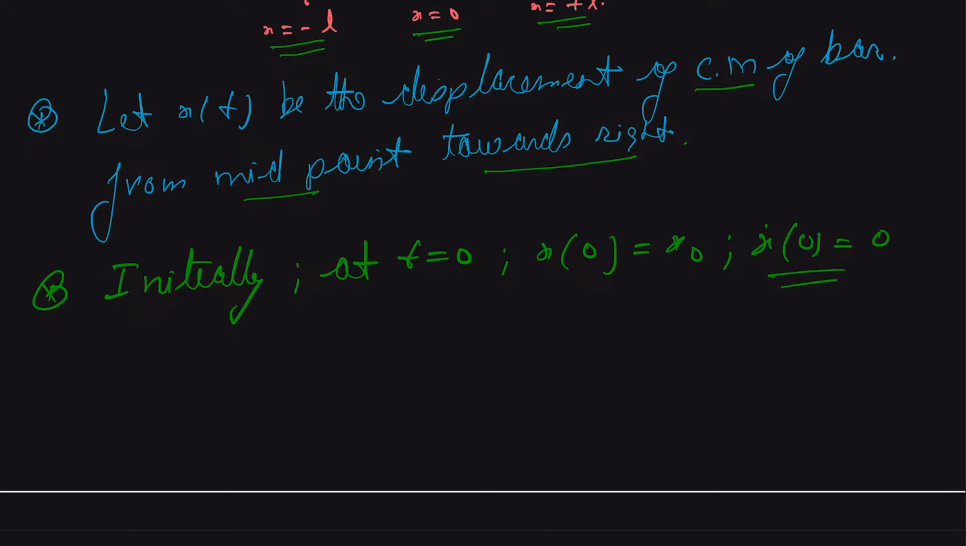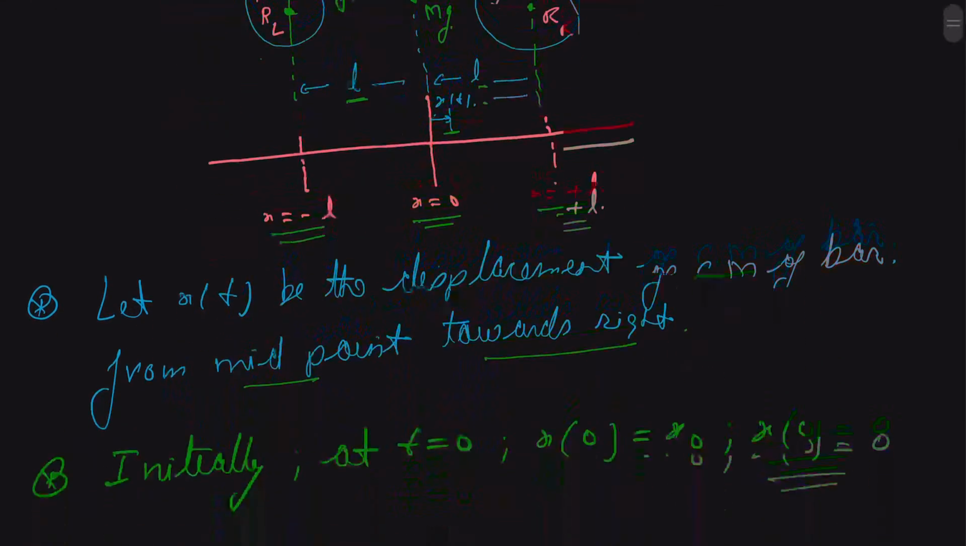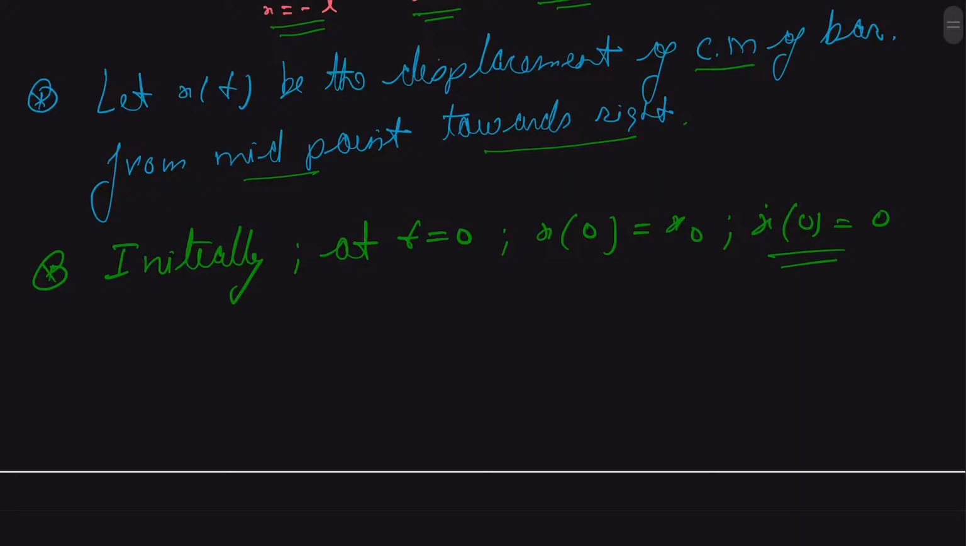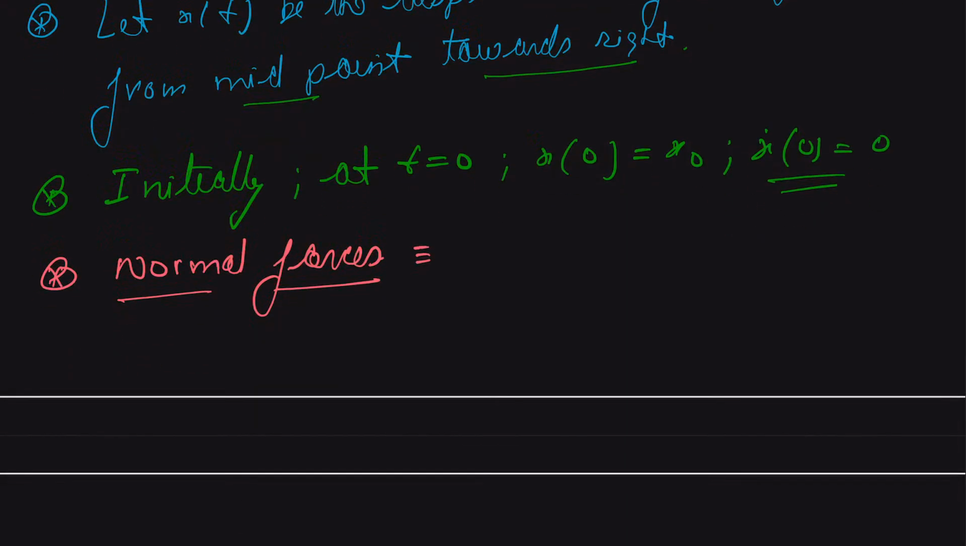So let us rename these as left and right, much easier. So let us write the equation for the normal forces. Like we said, on the left side we have n of L, and on the right side we have n of R. And the total weight mg is acting vertically downward.